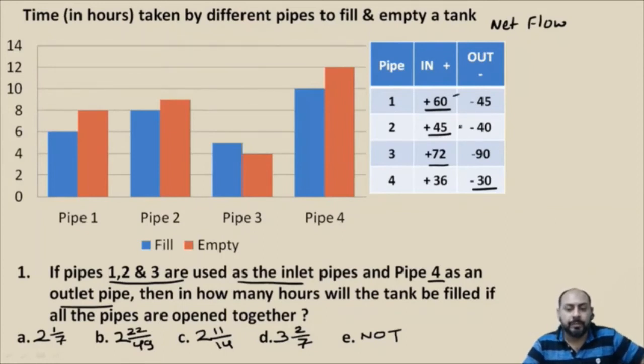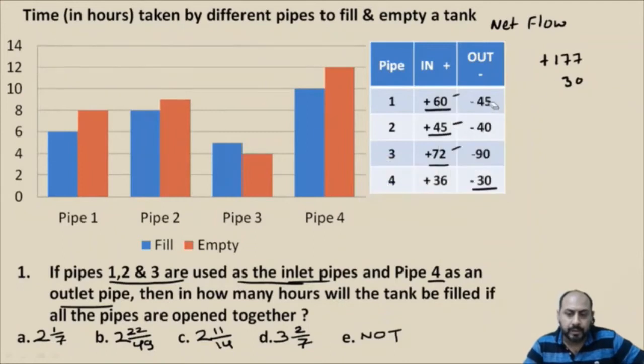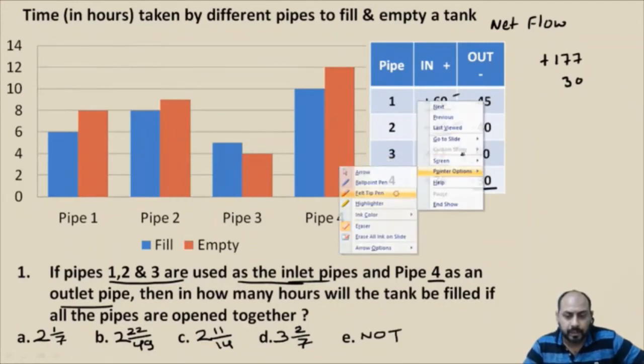The net flow is the sum total of the water either getting into the tank or going out of the tank if all these pipes are open together. So 60 plus 45 is 105. 105 plus 72 makes 177. So in an hour's time, these three pipes which are being used as the inlet pipes are letting in 177 liters into the tank, whereas the fourth pipe, number 4, is letting out 30. Sorry, this is minus. I'm going to correct this, right? This is minus.